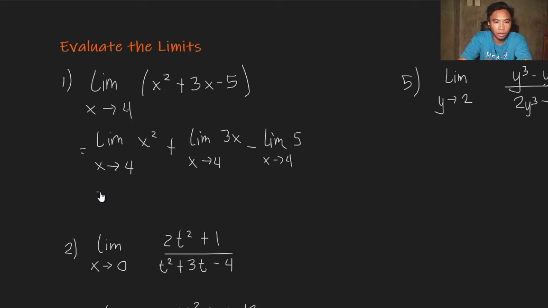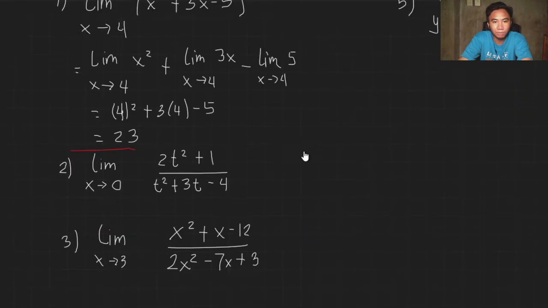Ayan. So, ipasa-substitute na nga lang din natin yan. So, 4 squared plus 3 times 4 minus 5. So, our answer will become 16 plus 12 is 28 minus 5, 23. Yeah, that will be our answer. Next, number 2 na agad tayo.